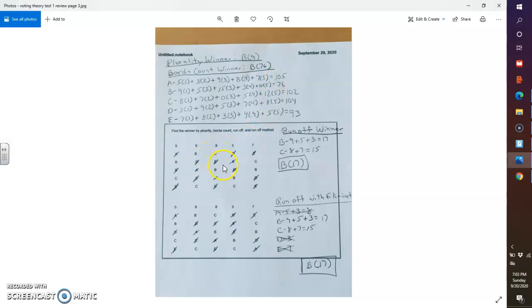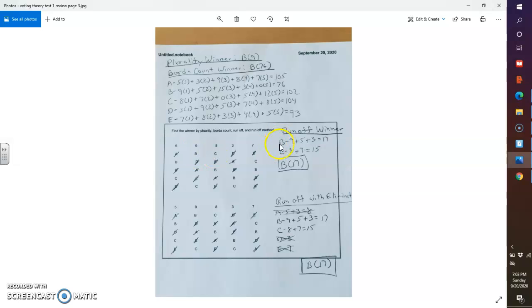B has 9 first place votes, 5 second place votes, 15 third place votes because it's here and here in third place. 8 and 7 is 15. 3 fourth place votes and 0 fifth place votes, and its total score is going to be 76. And it'll be the lowest score of the 5. So my winner by Borda count is 76.